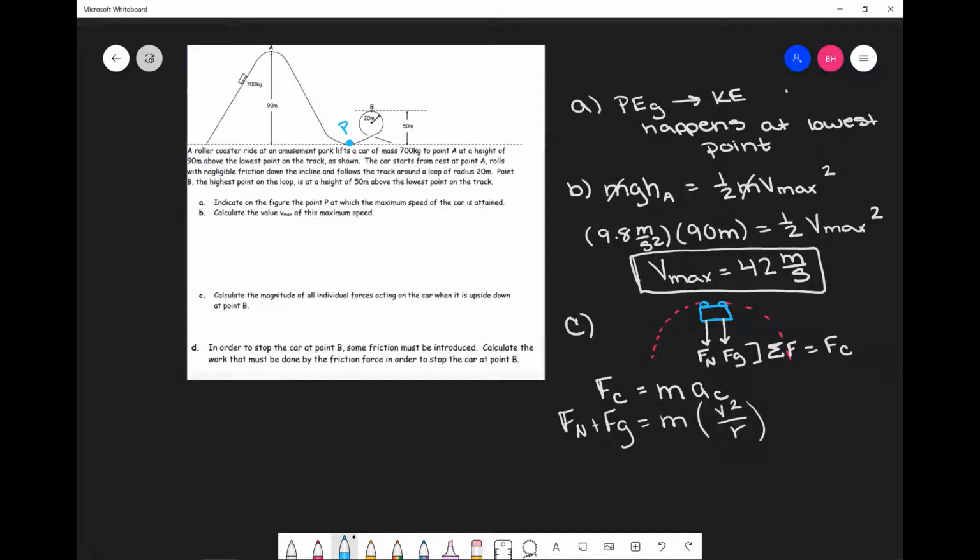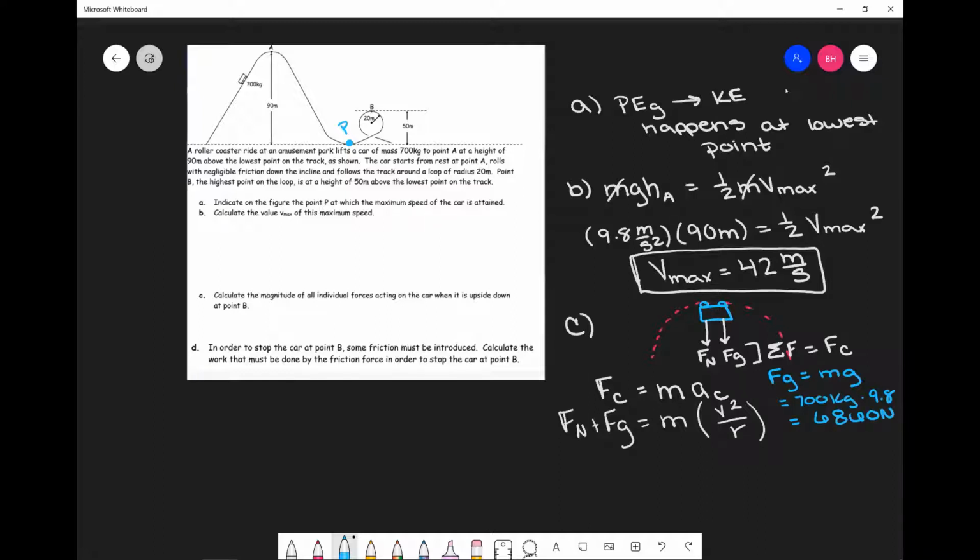So our force due to gravity, Fg, I'm just going to put off to the side. Fg is going to be mass times gravity. So that is going to be, our car is how many? 700 kilograms times 9.8. So if we plug that in, what we actually end up getting is 6,860 newtons.